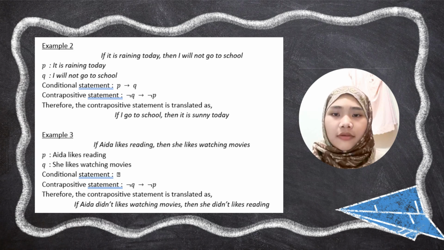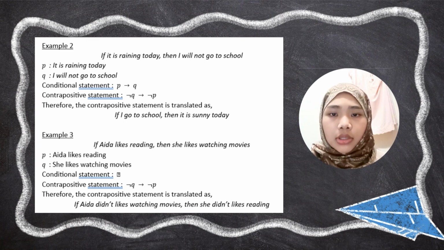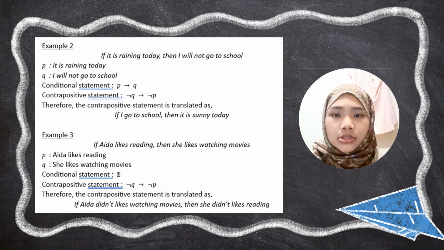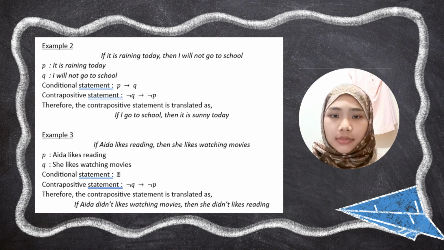Example 2. Given the original statement, if it is raining today, then I will not go to school. So P will be, it is raining today, and Q will be, I will not go to school. So the conditional statement will be, if P then Q, and the contrapositive statement will be, if not Q then not P. Therefore, the contrapositive statement is translated as, if I go to school, then it is sunny today.